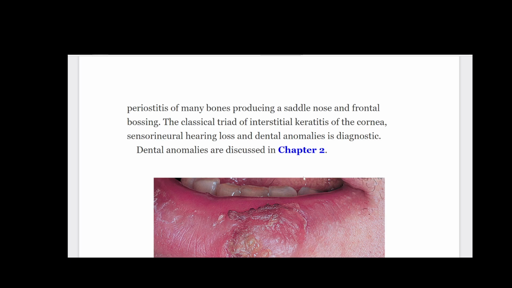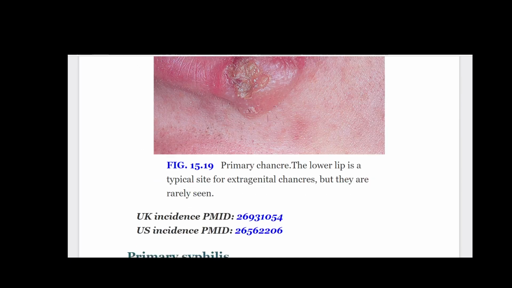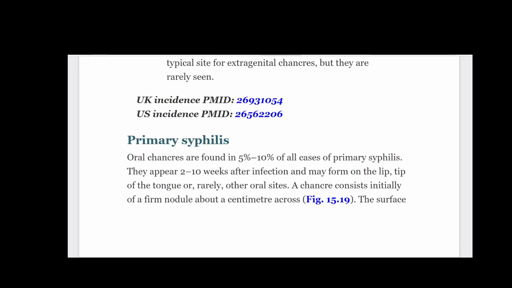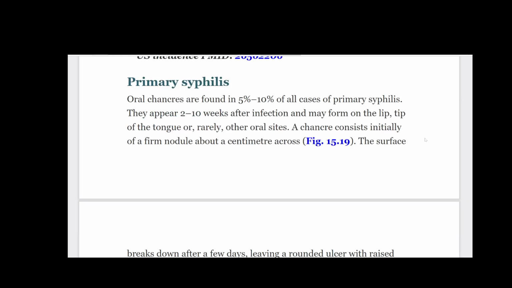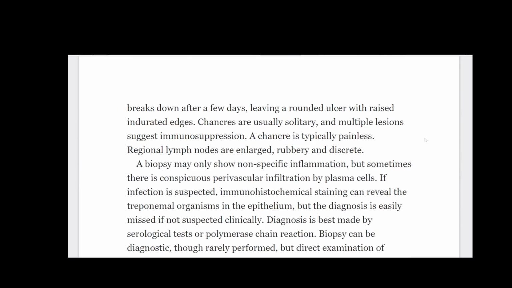Fig. 15.19. Primary chancre. The lower lip is a typical site for extragenital chancres, but they're rarely seen. UK incidence PMID 26,931,054. US incidence PMID 26,562,002. They appear 2 to 10 weeks after infection and may form on the lip, tip of the tongue or, rarely, other oral sites. A chancre consists initially of a firm nodule about a centimetre across. Fig. 15.19. The surface breaks down after a few days, leaving a rounded ulcer with raised indurated edges. Chancres are usually solitary, and multiple lesions suggest immunosuppression. A chancre is typically painless. Regional lymph nodes are enlarged, rubbery and discrete.